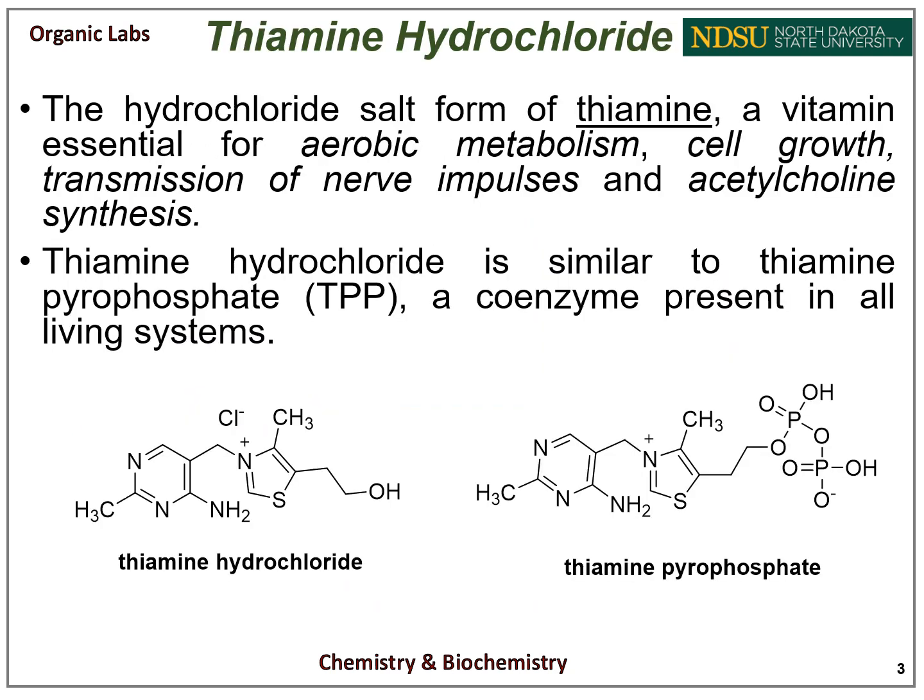Let's talk about thiamine hydrochloride. Thiamine hydrochloride is the hydrochloride salt form of thiamine, which is a vitamin essential for aerobic metabolism, cell growth, transmission of nerve impulses, and acetylcholine synthesis. Thiamine hydrochloride is similar to thiamine pyrophosphate, which is a coenzyme present in all living systems.